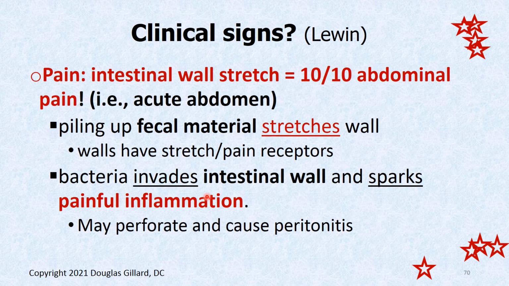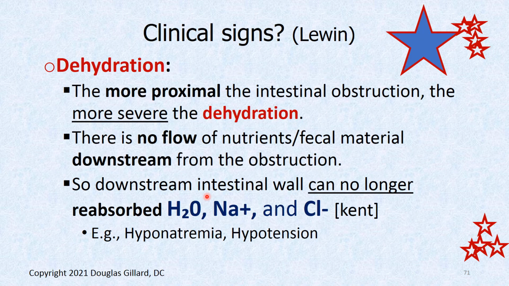All right, what are the clinical signs of this? Well, horrible pain. You have an acute abdomen. You're in the hospital because of the acute abdomen. We said the fecal material stretches the walls out, and the intestinal walls have pain receptors. So those will fire, and you'll have horrible pain. The bacteria can invade the walls, which we just showed, and cause an inflammation and a perforation.